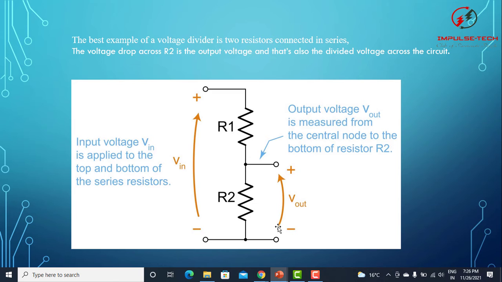Here we have connected two resistors in series, that is resistor 1, R1, and resistor 2, R2. The voltage drop across R2 is the output voltage, and also you can say it's a divided output voltage. Now in the circuit, Vin is the input voltage applied to the top and bottom of the series resistors, as you can see in the picture, and Vout is the divided output voltage, that is we are taking it from the bottom resistor, that is R2.